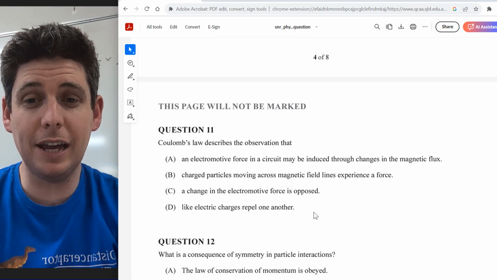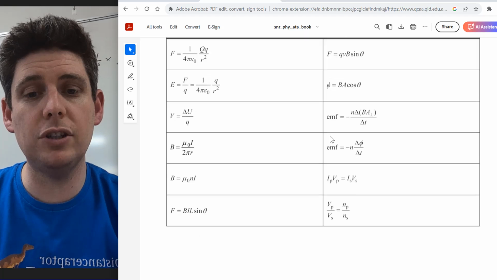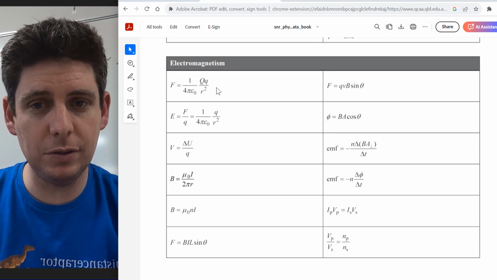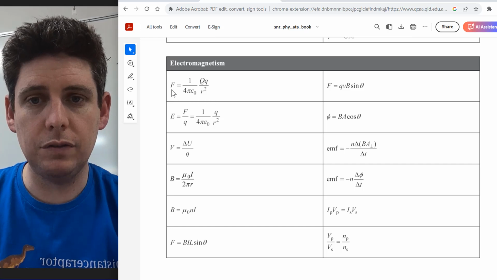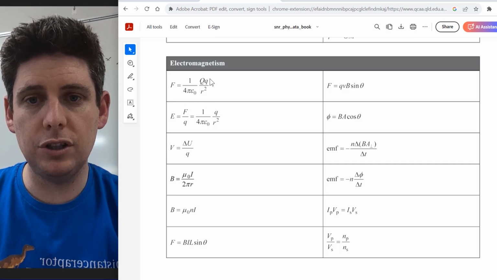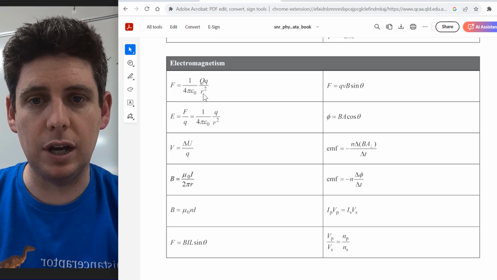All right, question 11, we've got a Coulomb's law question. So Coulomb's law is on the formula sheet. It's under electromagnetism. Basically, this is Coulomb's law right here. So force is proportional to the charges and inversely proportional to the distance between the charges, r.